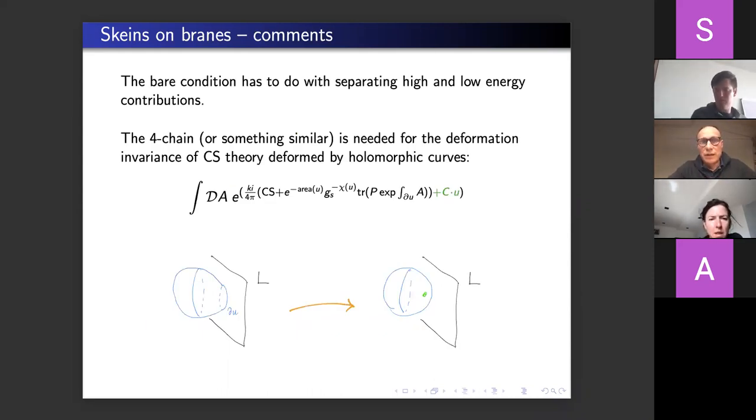I think it would be great if one could understand some of the physics. The math is pretty clear here, but some of the physics is not completely clear, at least not to me. This bare curve counting is very much to do with separating things with actual area from things which have zero area. It's sort of like a separation between, I don't know, instantons and perturbation stuff. I would love to know more about how that would work in practice.